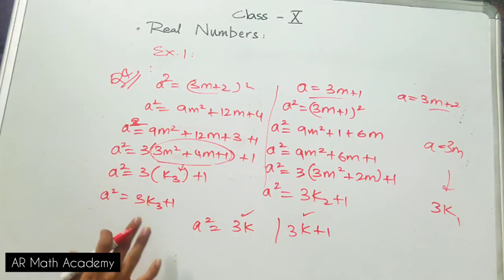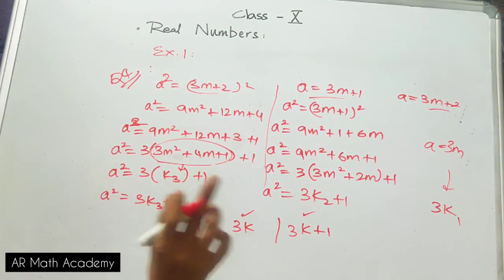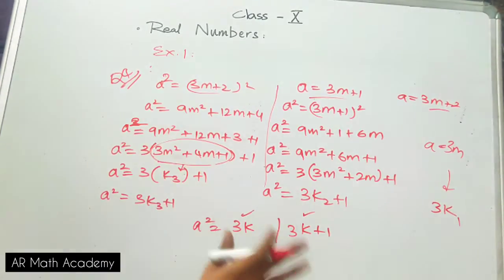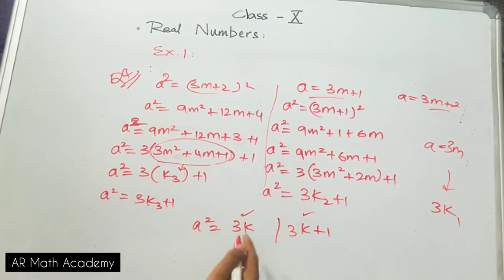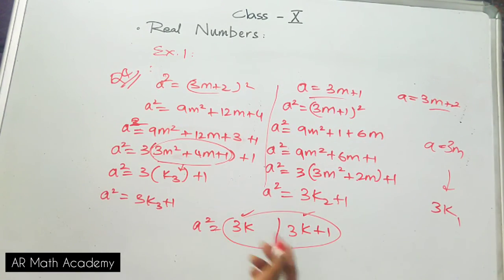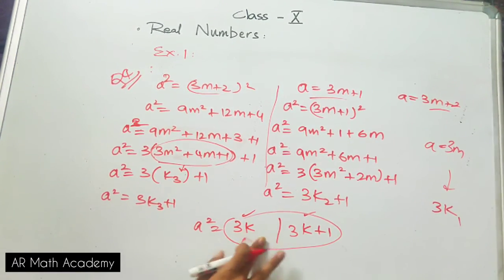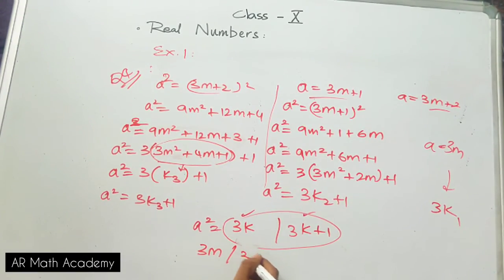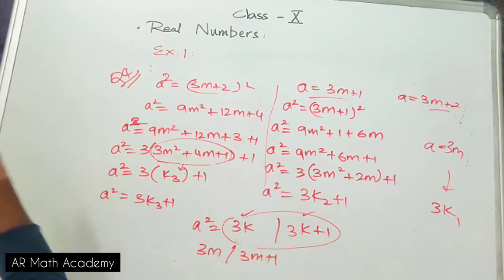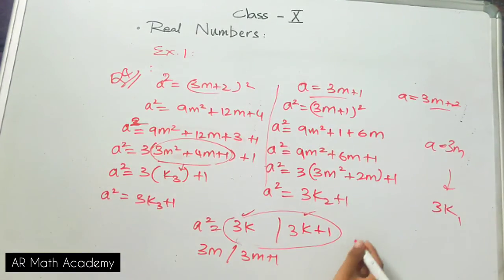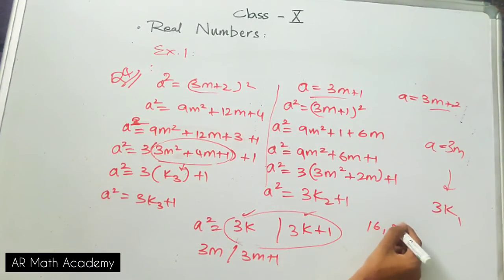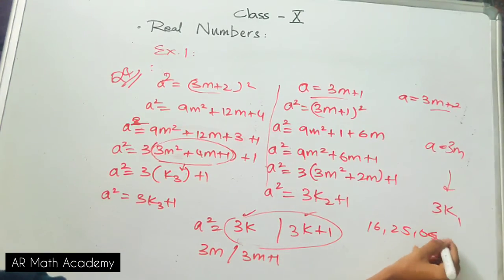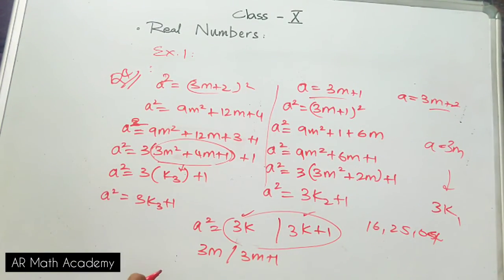So when you square this also, we get this equation, which suggests that the squares of these numbers can be represented by this form. Now k is an integer, right? So instead of k you can replace it with m, because m is a constant. So 3m or 3m plus 1 can be used to represent all the square numbers, for example 16, 25, 64. All these numbers can be represented by these two.